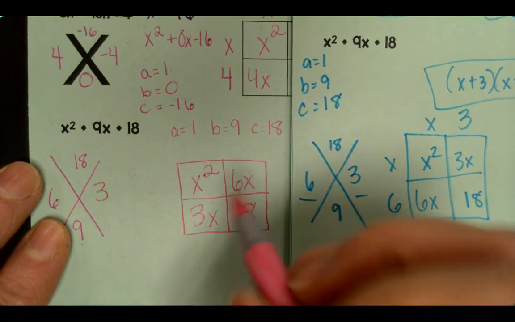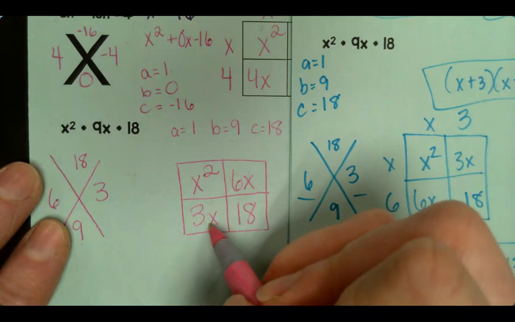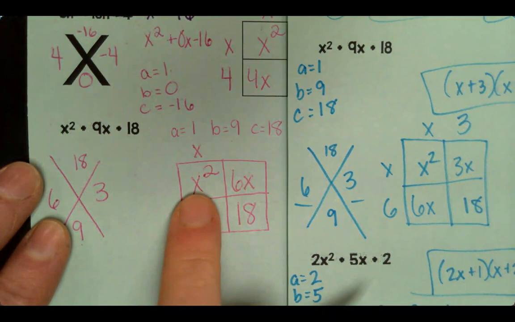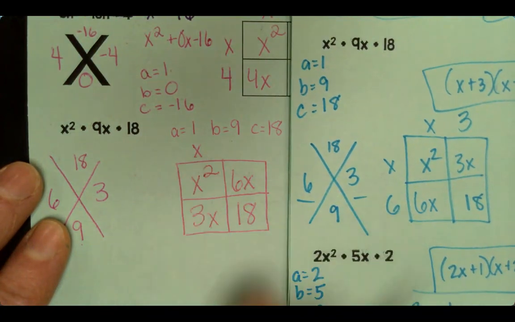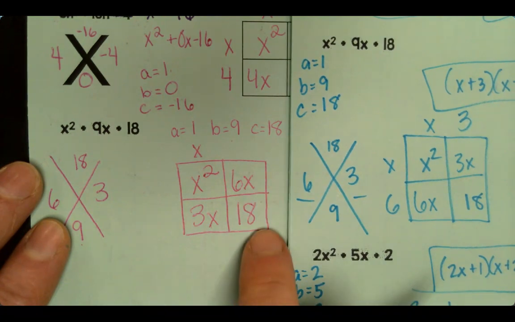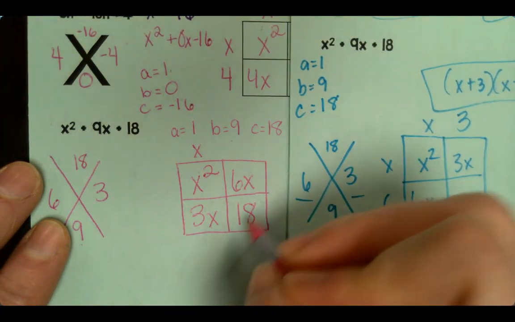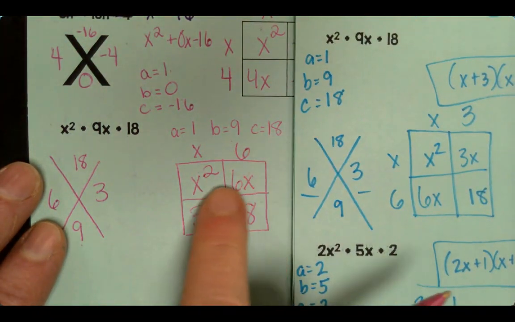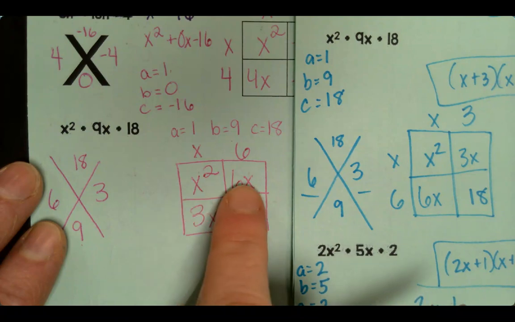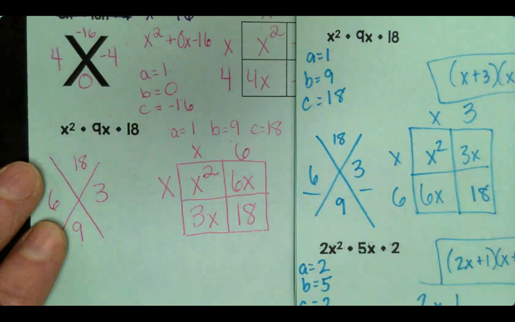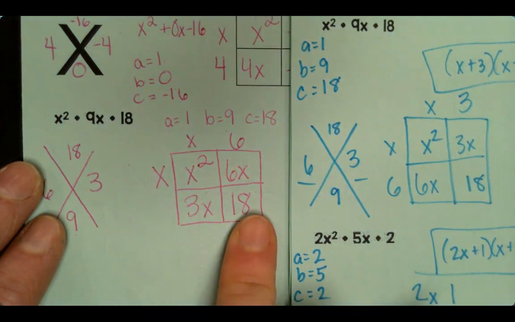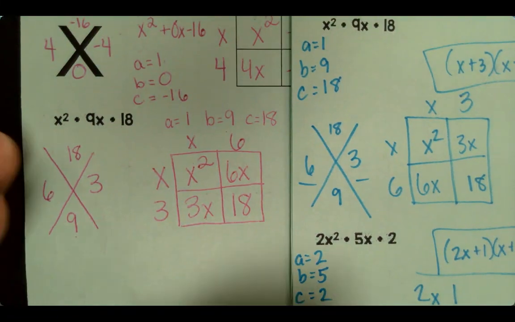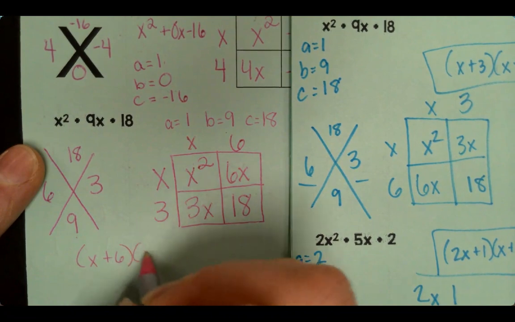Then you factor the column, x squared and 3x. They both have an x in common. There's no coefficient in front of this x squared. The only thing you can factor out is an x. Then 6x and 18, on this we could factor a 6. They both don't have x's, so you can't factor out an x. Then you do the row, x squared and 6x. They only have an x in common. 3x and 18, they have a 3 in common.